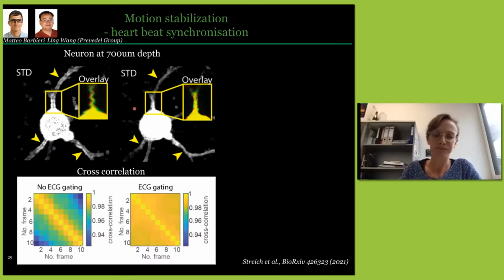Another way to compare the frame-to-frame similarity is to perform cross-correlation of individual frames to one another. And also here you can appreciate that we have a much higher content stability if we enable cardiac gating. So cardiac gating allows us to improve the signal to noise ratio of fine dim structures by performing frame averaging, but it does not allow us to improve the real resolution of the microscope, which can be done with adaptive optics.